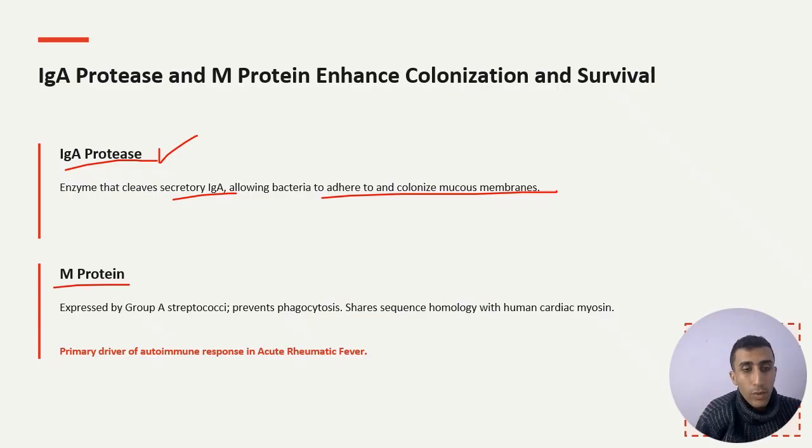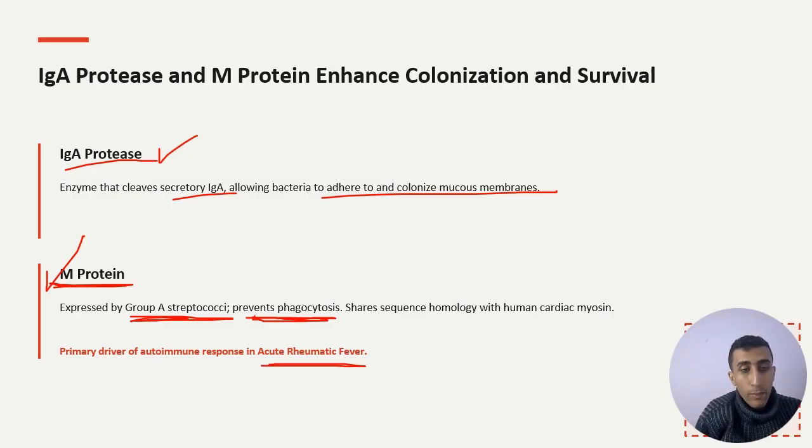Also, we've got M protein. The M protein is pretty famous, and it's highly tested. It is expressed by group A streptococci. Group A streptococci is associated with rheumatic fever, but the main purpose of the M protein for these bacteria is not rheumatic fever. Its main purpose is the prevention of phagocytosis, and rheumatic fever is collateral damage, so we're going to explain.